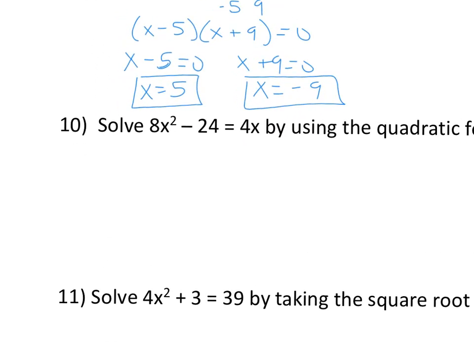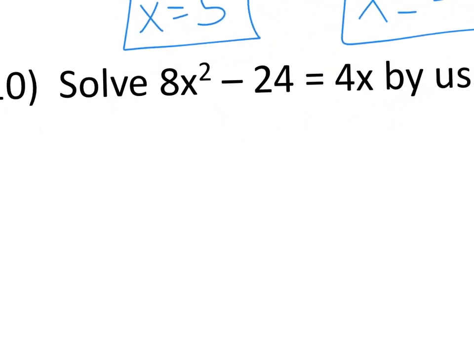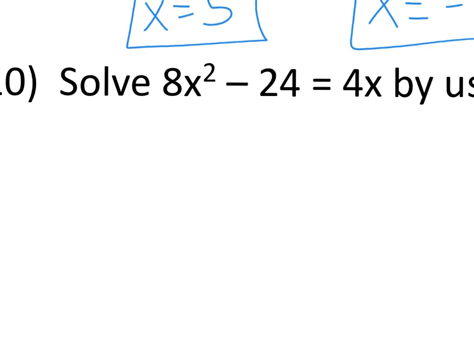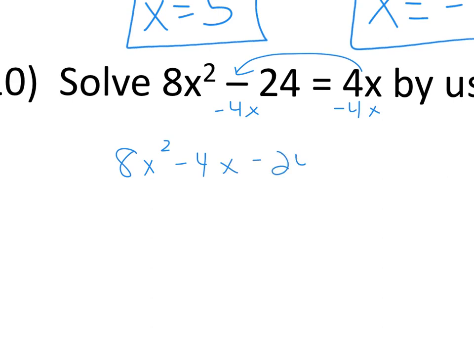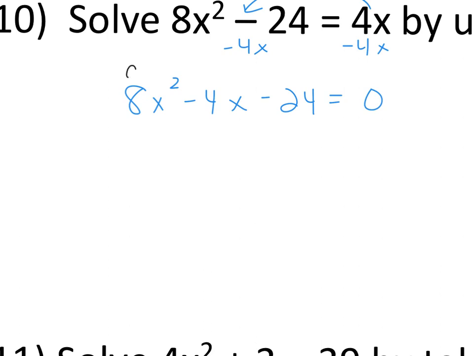All right, quadratic formula time on this one. Okay, so I'm going to go ahead first off though and move this 4x right to here in the middle. So I'm going to be subtracting the 4x off. So I get 8x squared minus 4x minus 24 equals 0. Okay, and then keep in mind this is A, B, and C.